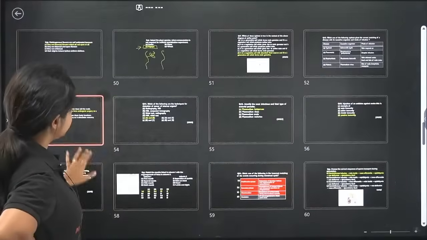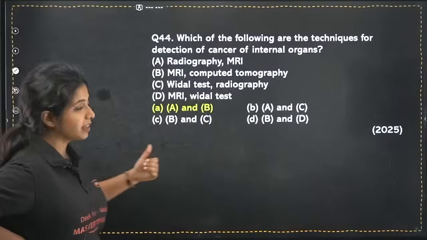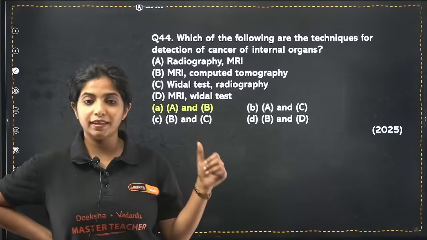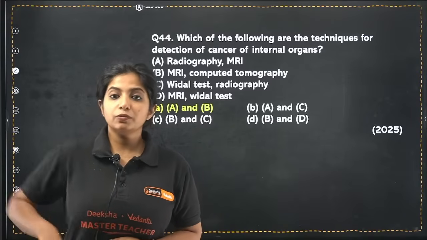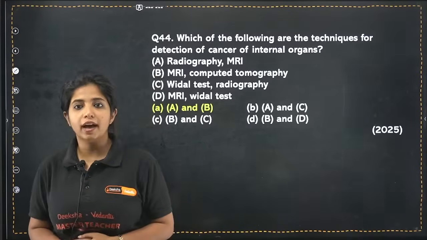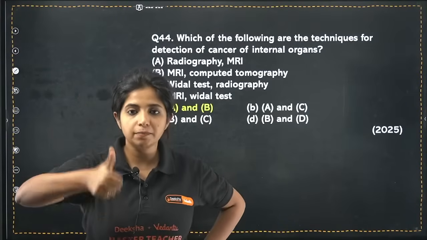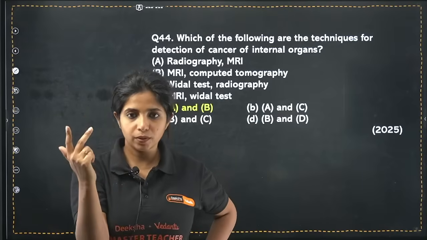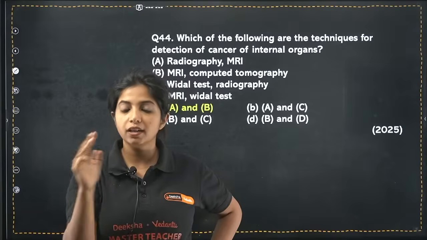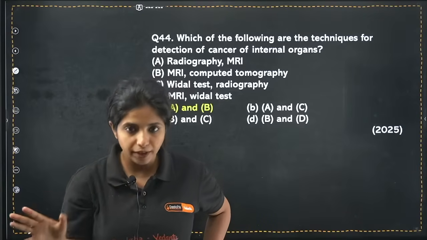One more thing, cancer. If you want to find the cancer of internal organs, what do you have? You have MRI, computer tomography, that is CT scan, and also radiography. Apart from that, you cannot find it.